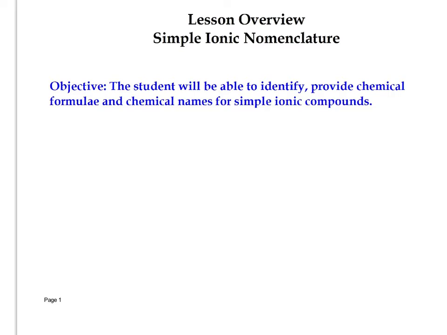But for this first video, we want to talk about this specific objective, and that is the student will be able to identify, provide chemical formulae, and chemical names for simple ionic compounds. Now, a word that I'm going to be using often in this video is binary compounds. Binary essentially just means that there are two different elements in that compound.